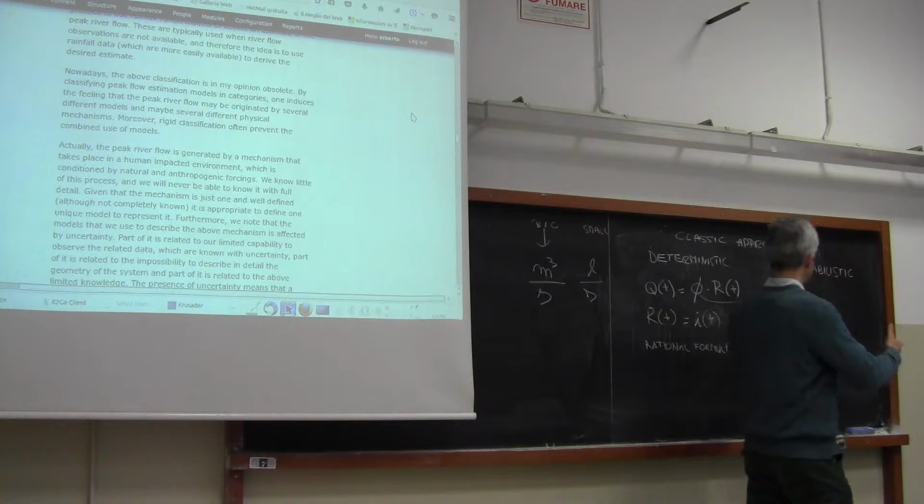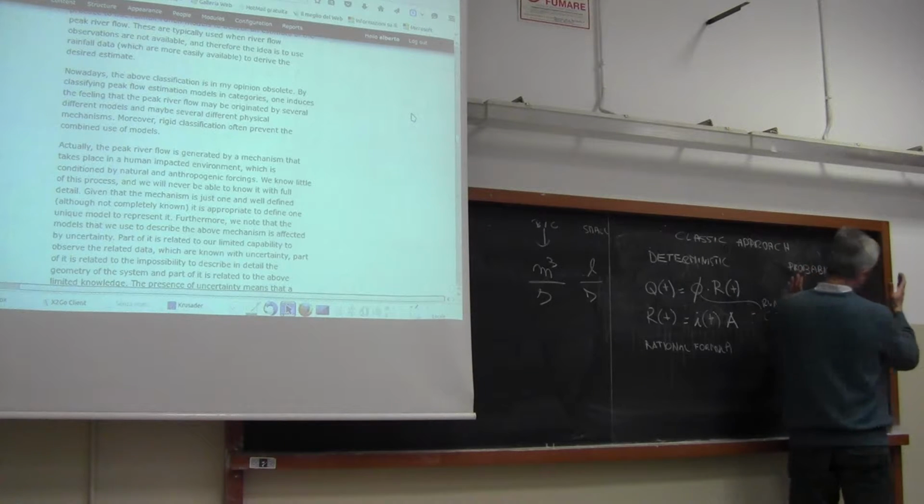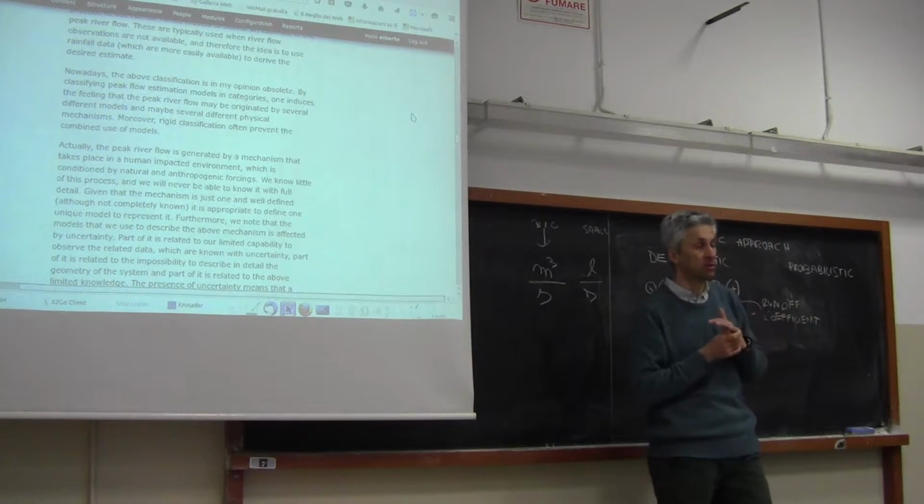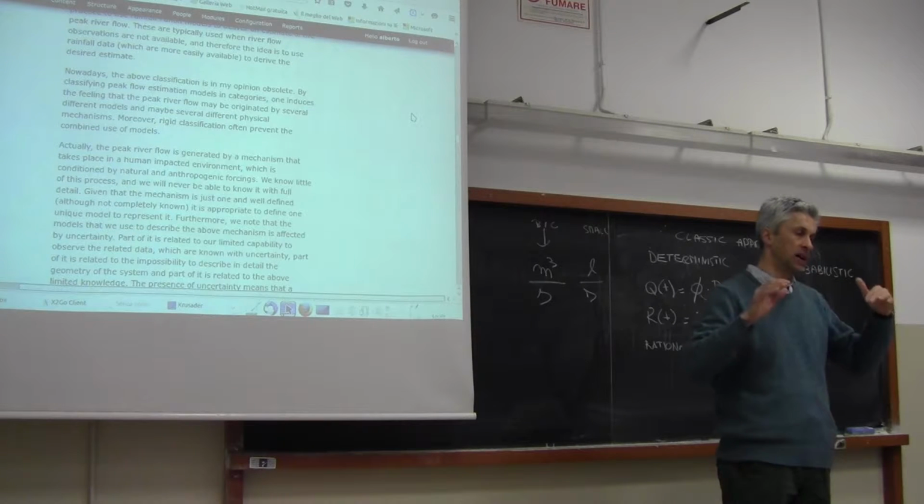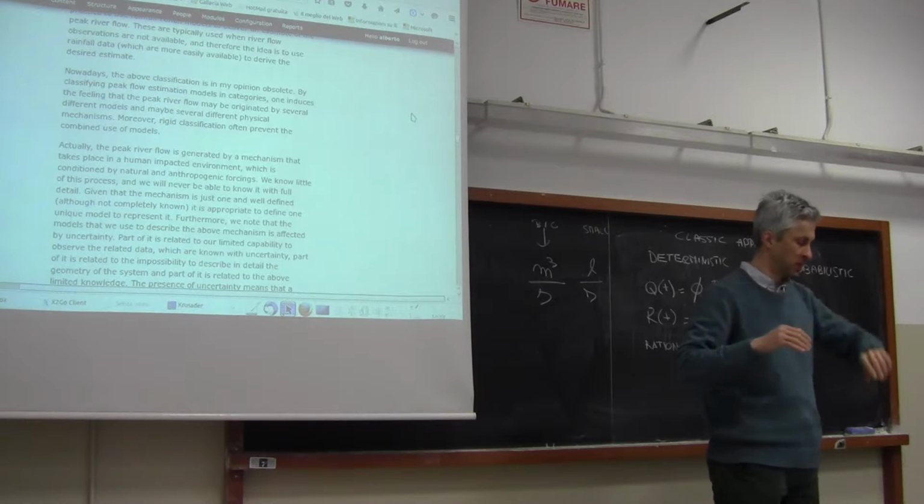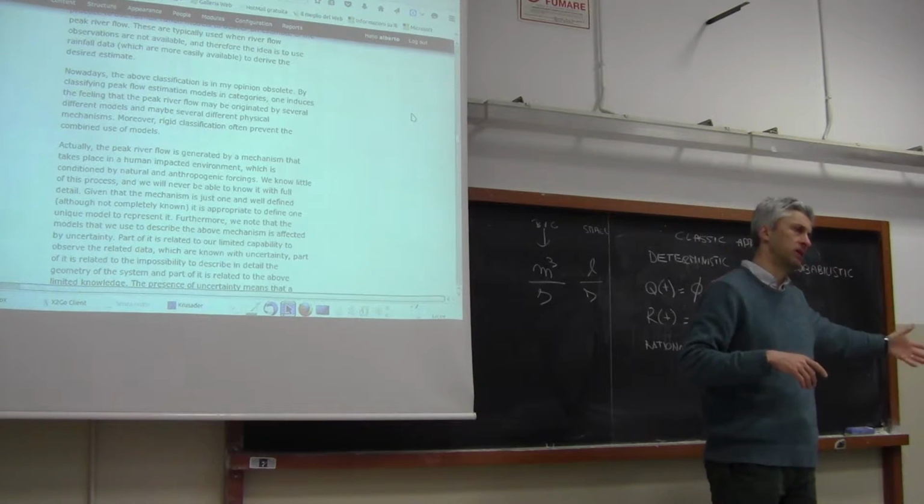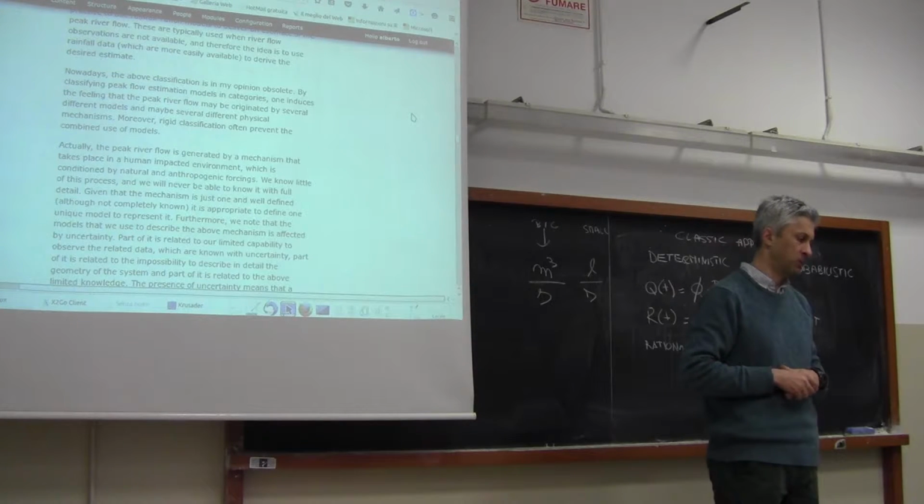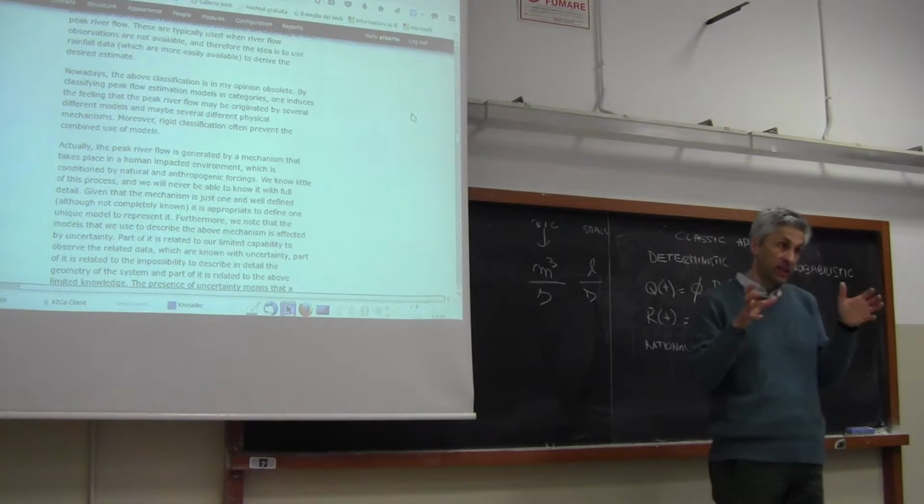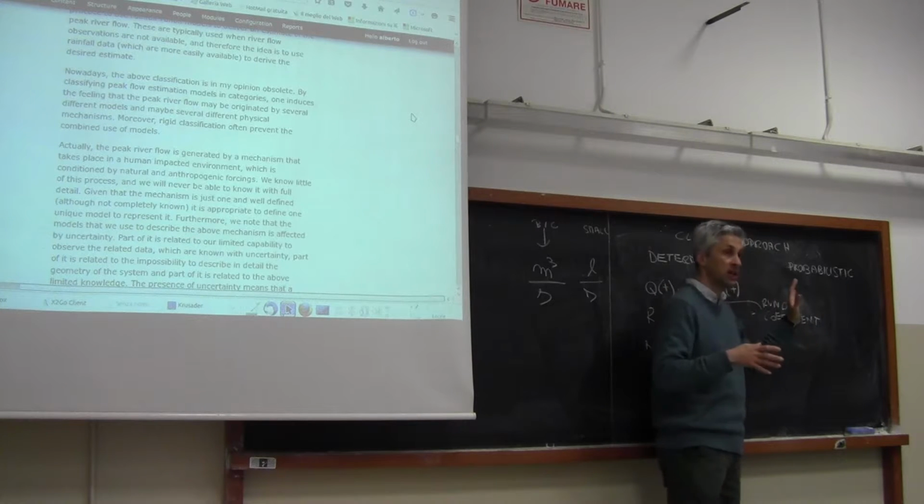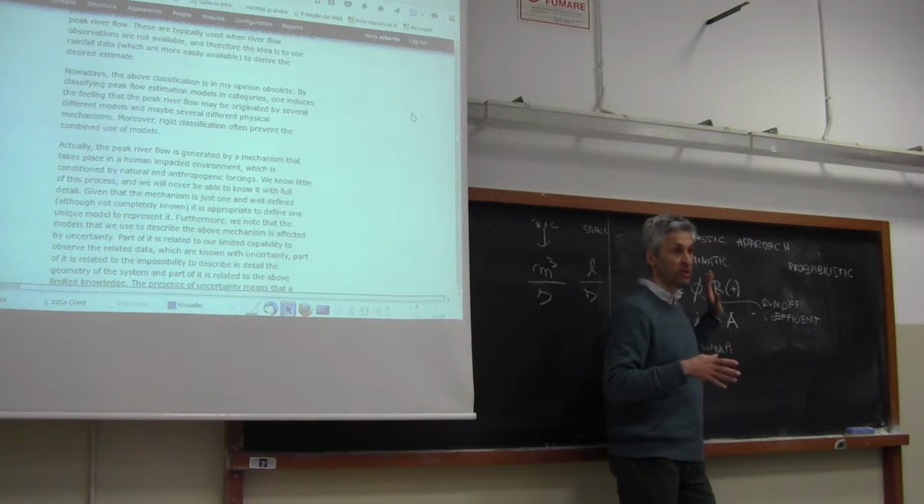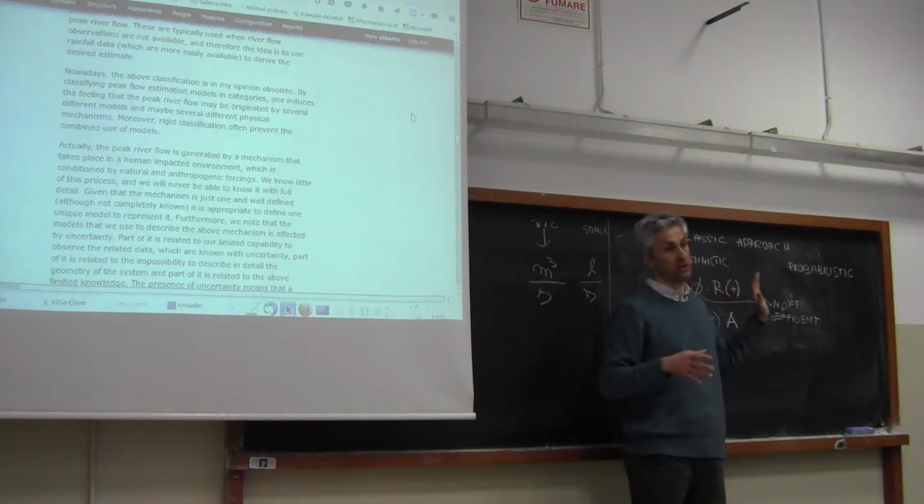To provide you an example on a probabilistic model for estimating the peak flow, I need to ask you to be patient. I will provide you an example maybe today or maybe next week. But what is important is that you understand the difference between these two models and what makes the difference. What makes the difference is uncertainty.